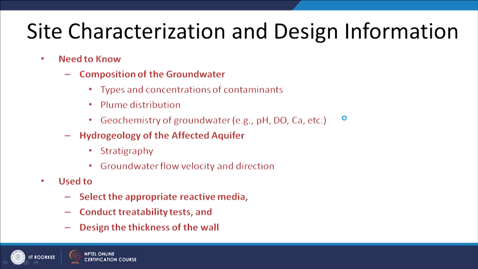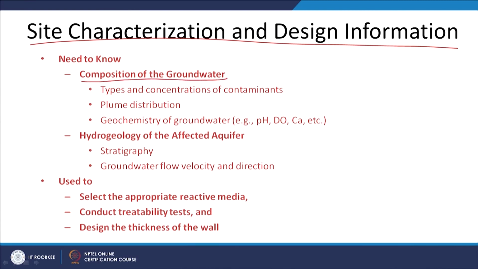Again let us move on. So, once I am done with the conceptual model and site characterization, and I know that it is feasible, or I have the preliminary information to know that installation of a PRB is feasible, now I can put in more resources to look into the system in greater detail. So, what do I need to know? I need to know the composition of groundwater, as in what are the different contaminants and their concentrations, right. And again plume distribution, with greater accuracy, yes.